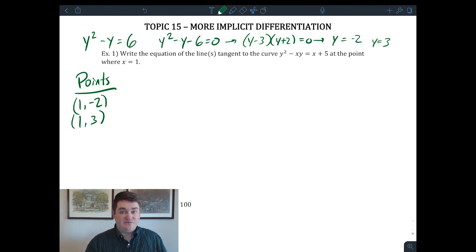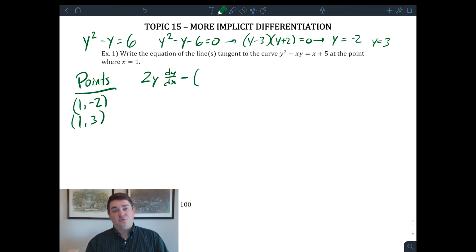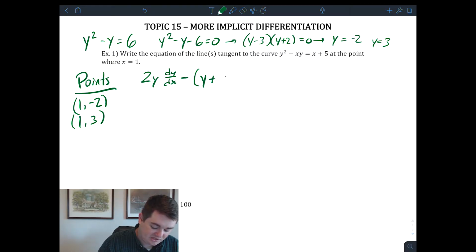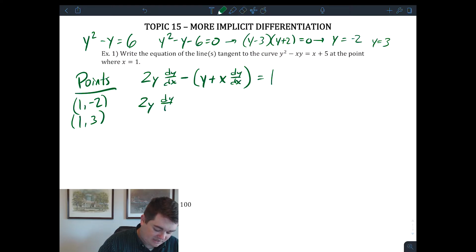But first I have to find the derivative. So to take the derivative of this implicitly, I'm going to take the derivative of y squared, which would be 2y, times dy/dx, because I'm taking the derivative with respect to x, minus the derivative of xy. This requires the product rule. We saw this in the last video. The derivative of x times y is y plus x dy/dx, equals 1 plus 0. So I need to get dy/dx by itself. So 2y times dy/dx minus y minus x dy/dx equals 1.